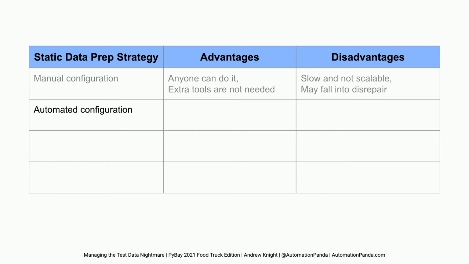A better strategy might be automated configuration. Woohoo! Automation Panda, right? Yay! Rather than manually set everything up, automated tools can create the desired data. This could be accomplished in many ways. Reusing UI interactions from tests, calling REST APIs, or even possibly using tools like Puppet or Chef.